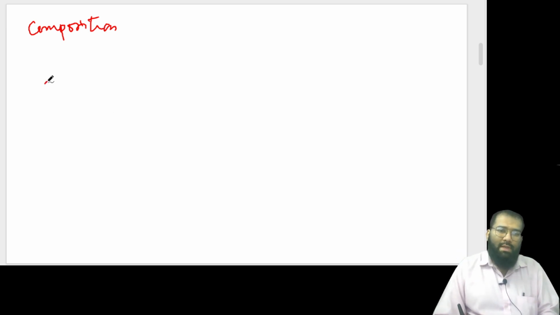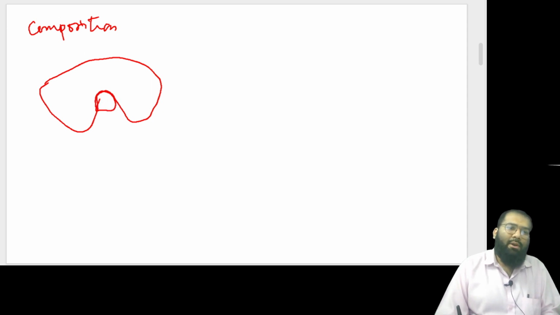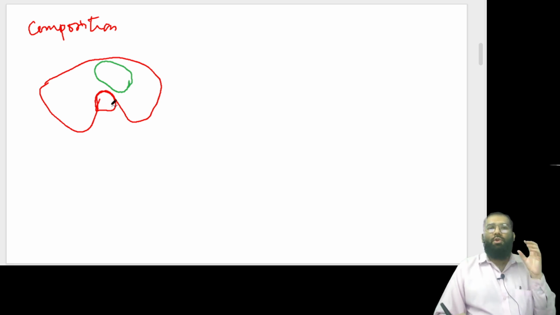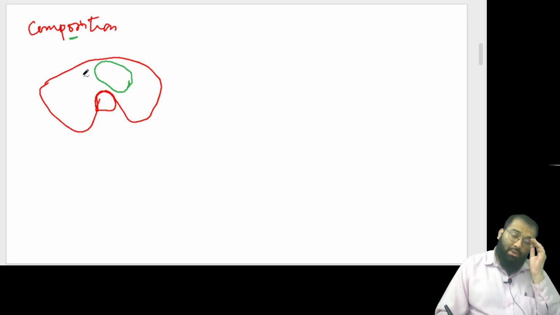Suppose this is the thyroid gland. This is the trachea here. And suppose within the thyroid gland, you see that there is a lesion. So there is a nodule. So how do you describe this nodule when it comes to thyroid? What are the important features? So first important thing is the composition. What do you mean by composition?